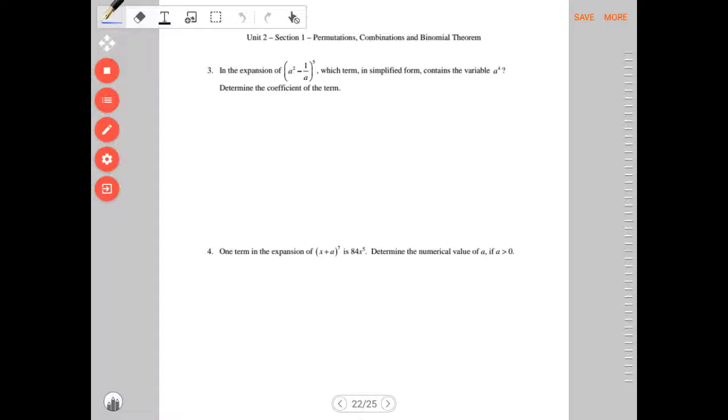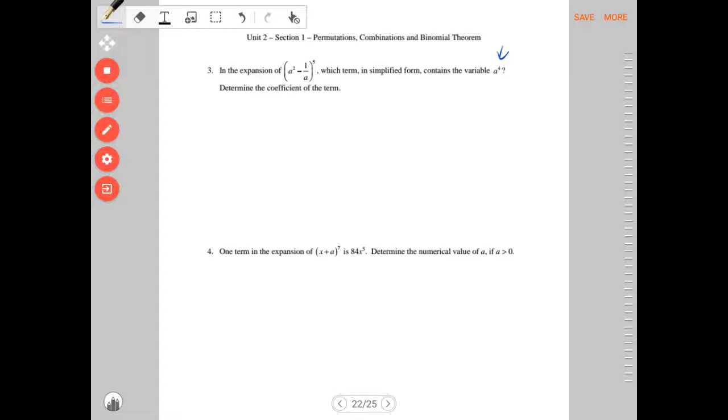Okay. So number 3, in the expansion of a squared minus 1 over a all to the fifth, which term in simplified form contains the variable a to the fourth? Determine the coefficient of this term. Whew. Okay, that's a loaded question, but that's all right. We're going to figure this out.